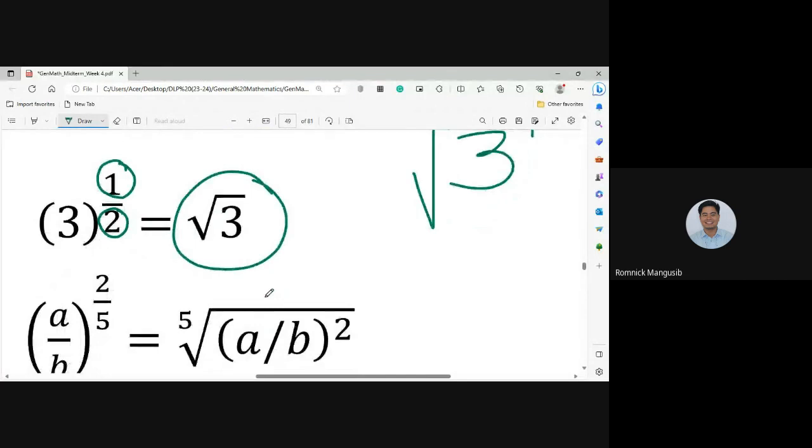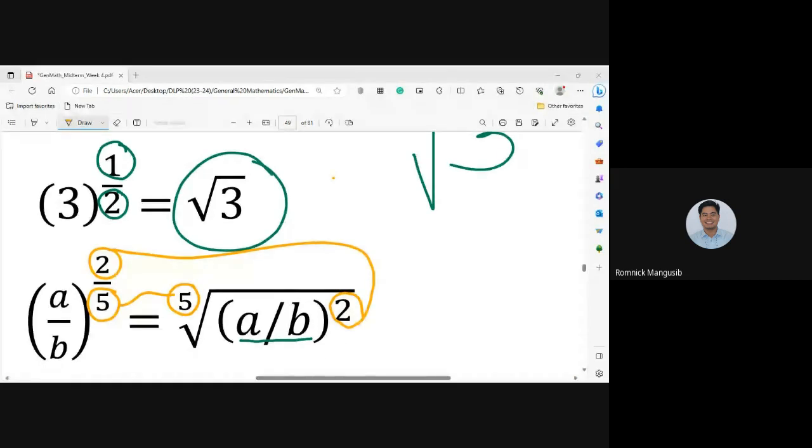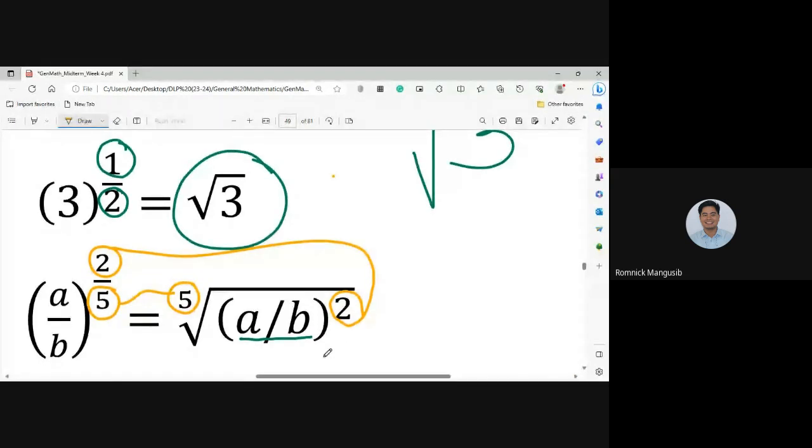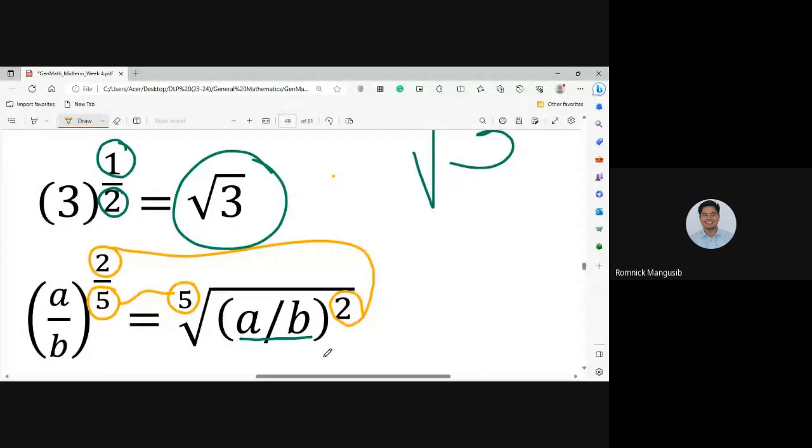O, next, tingnan nyo si A over B. Automatic, ipapasok mo yan sa loob. So, A over B. After that, yung 5 na ito, magiging index ng radical number. Yung 2 na ito becomes the exponent of the base A over B. So, naging ano siya, fifth root of the square of A over B. Okay? So, ganun na nga ang nangyari sa kanila.